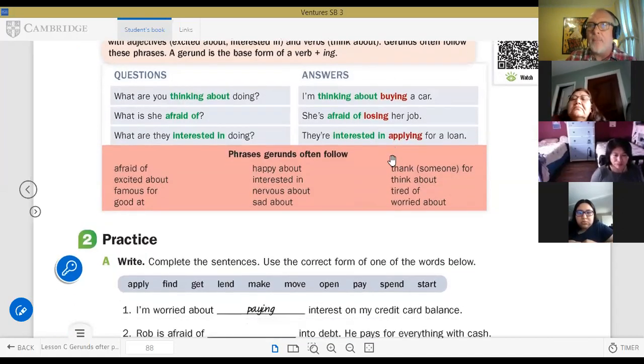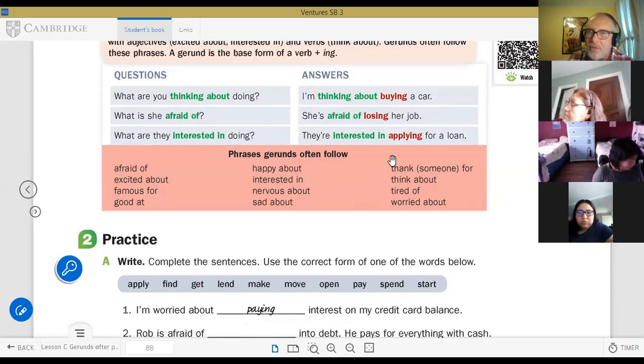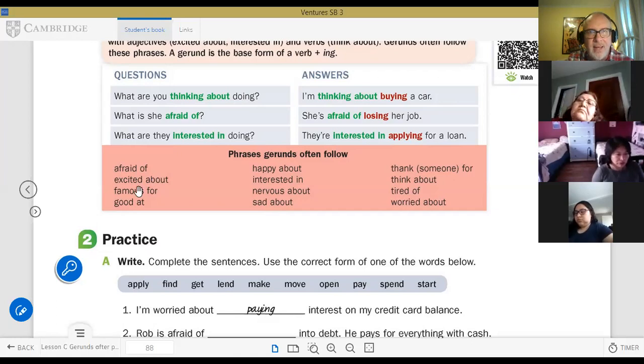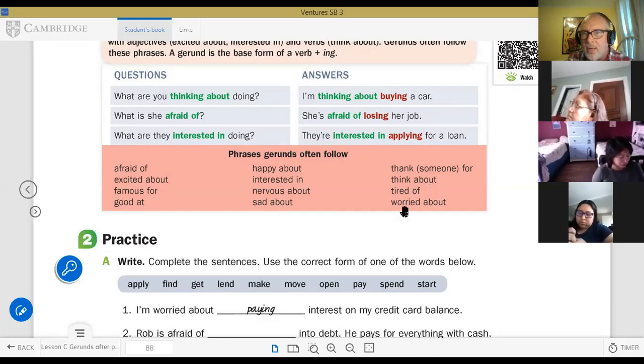I'm thinking about buying a car. I'm thinking about eating lunch. I'm thinking about taking a trip. I'm thinking about going on vacation. So you see some examples here. Afraid of, excited about, famous for, good at, happy about, interested in, nervous about, sad about, thank you for, think about, tired of, worried about.